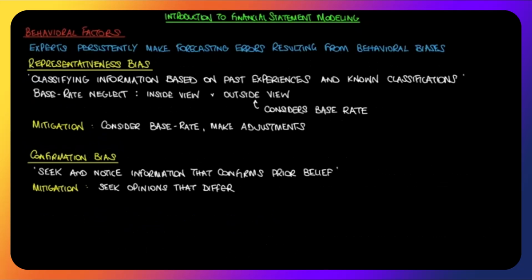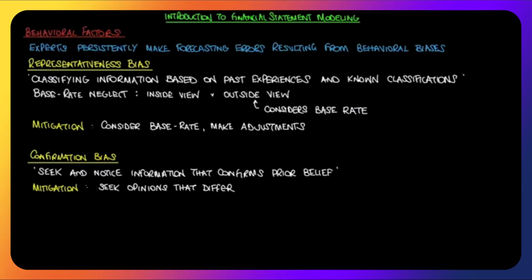Just two more. Representativeness bias. It's a mouthful. Classifying information based on past experiences and known classifications. That's really having a kind of insulated worldview. This is how people behave given the people I've met. No, that is not an indication of how people behave out there in the wider world. They use the phrase base rate neglect. You can have two views.